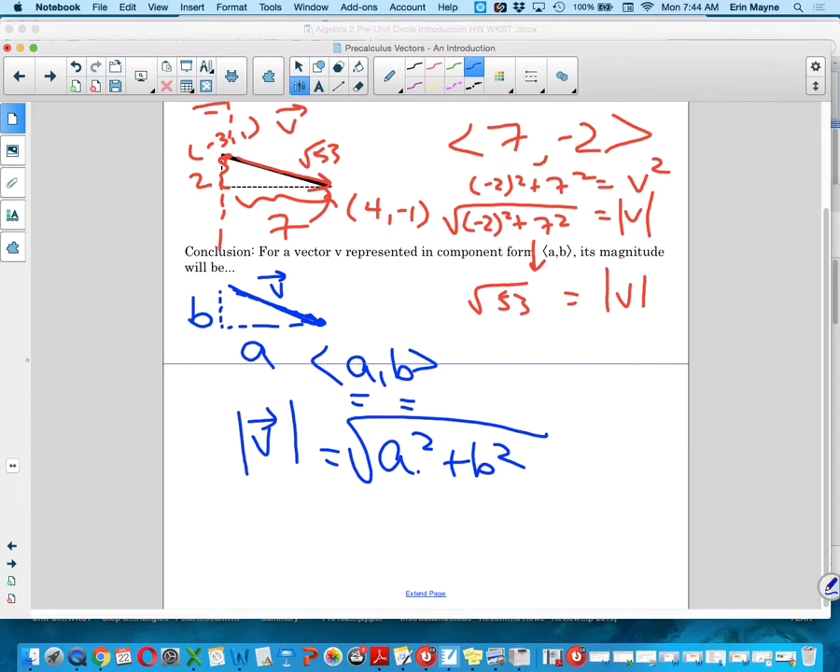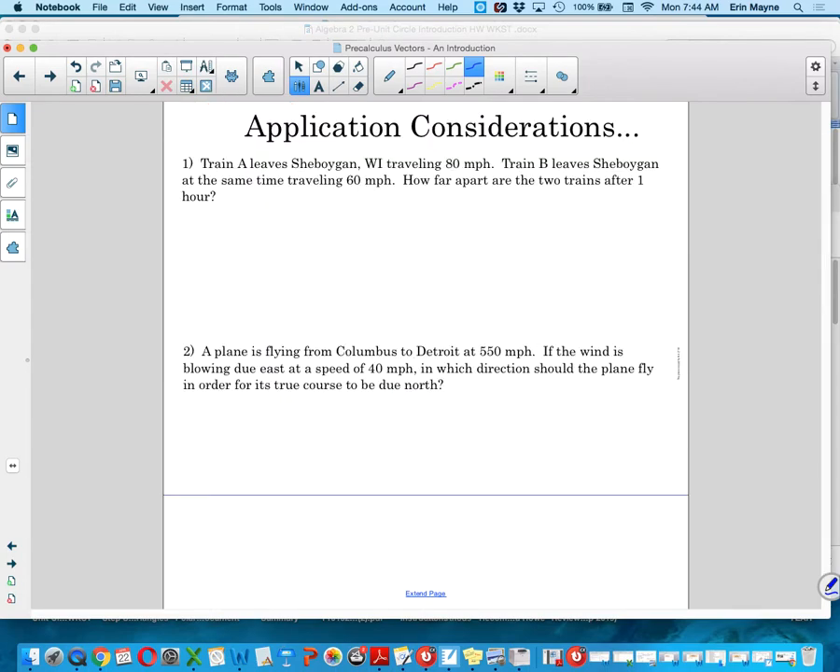So that is the conclusion for today. We're going to start with going over the homework tomorrow and with these application considerations. So you don't have to worry about that at this exact moment. You can enjoy this quick lesson and have a good rest of your day.